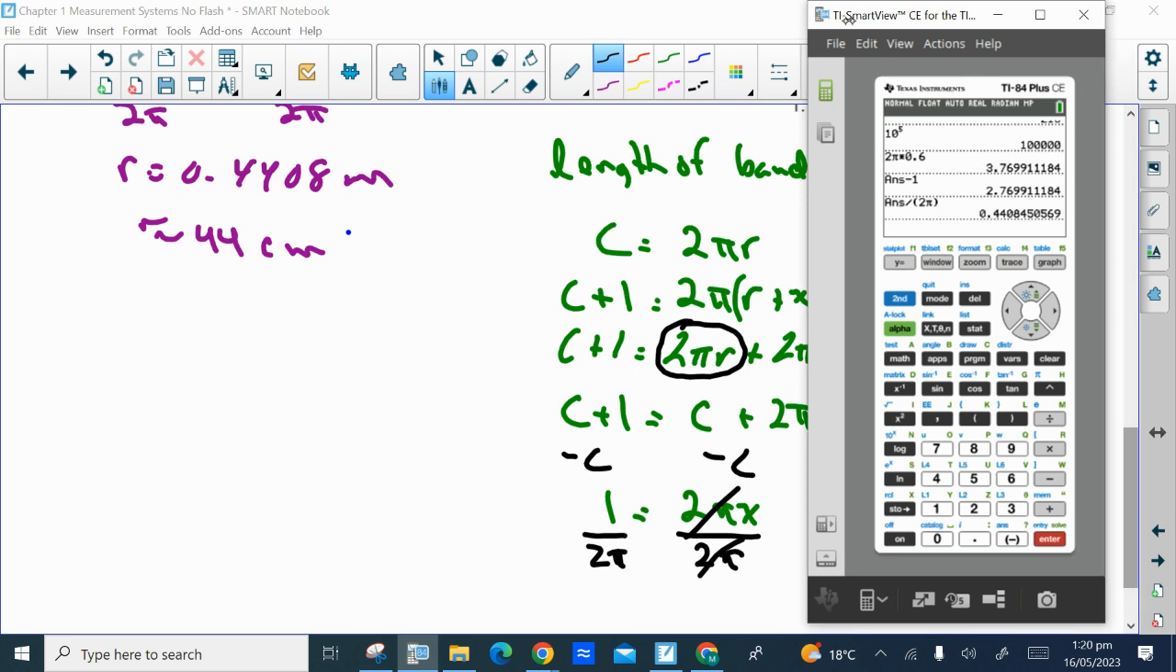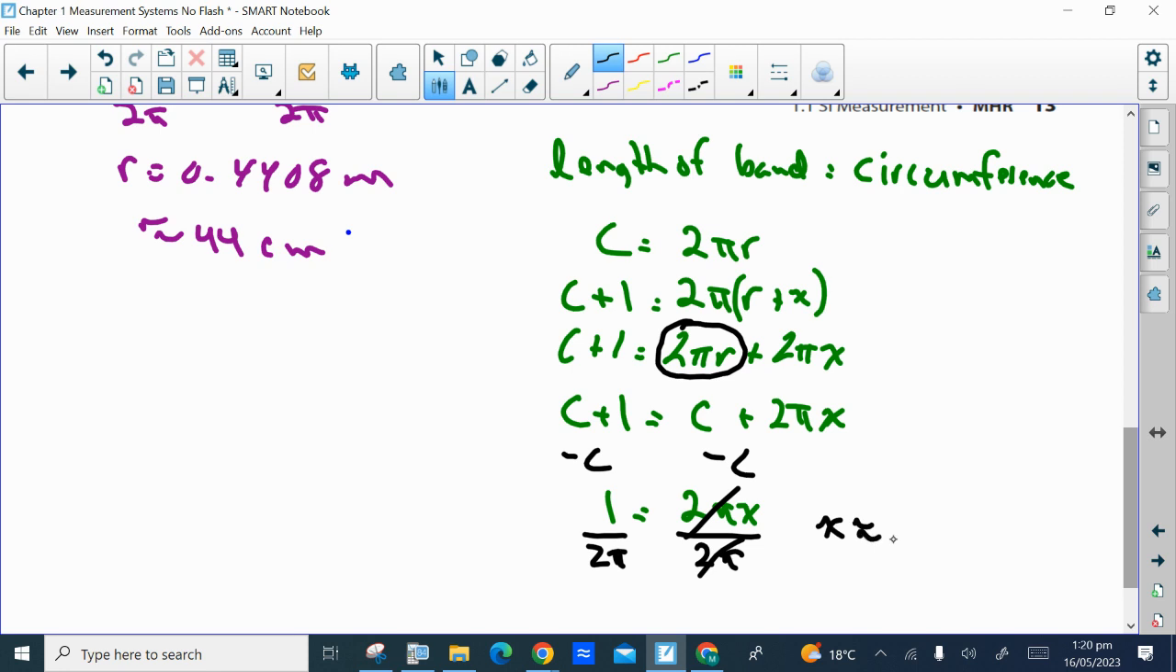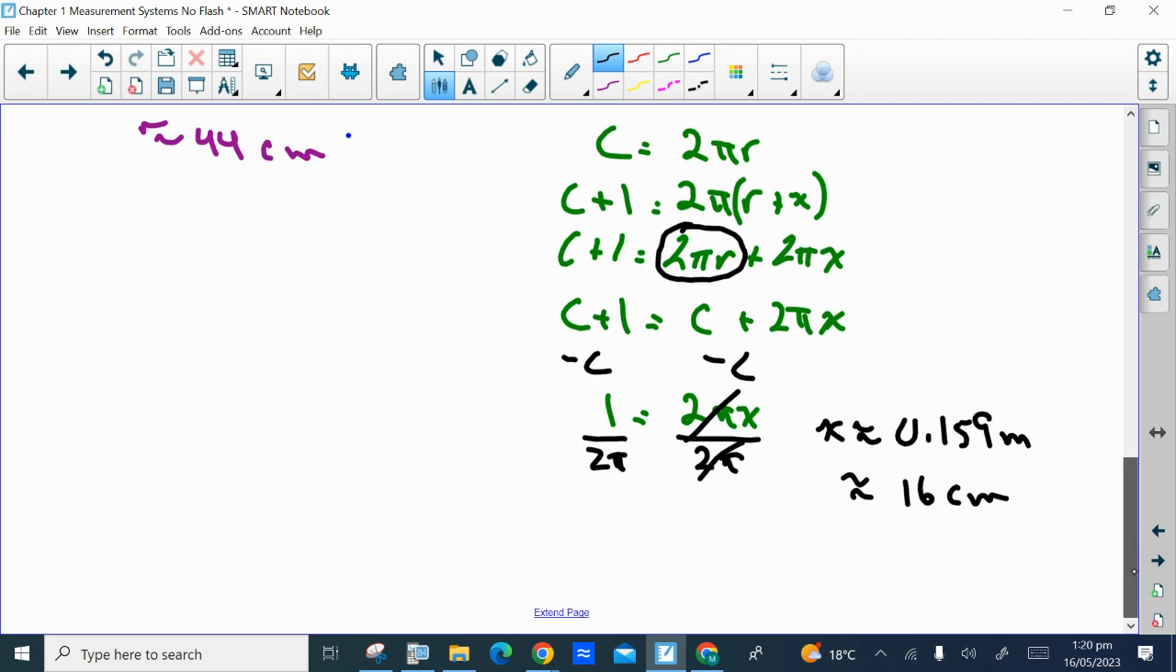So if we go 1 divided by 2 pi, again, you want to put the 2 pi in brackets. There's our increase in radius in meters. So x is approximately 0.159 meters. And so if we multiply by 100 to turn it to centimeters, it would be approximately 16 centimeters. That's what it goes up by. Okay, I'm going to stop there.